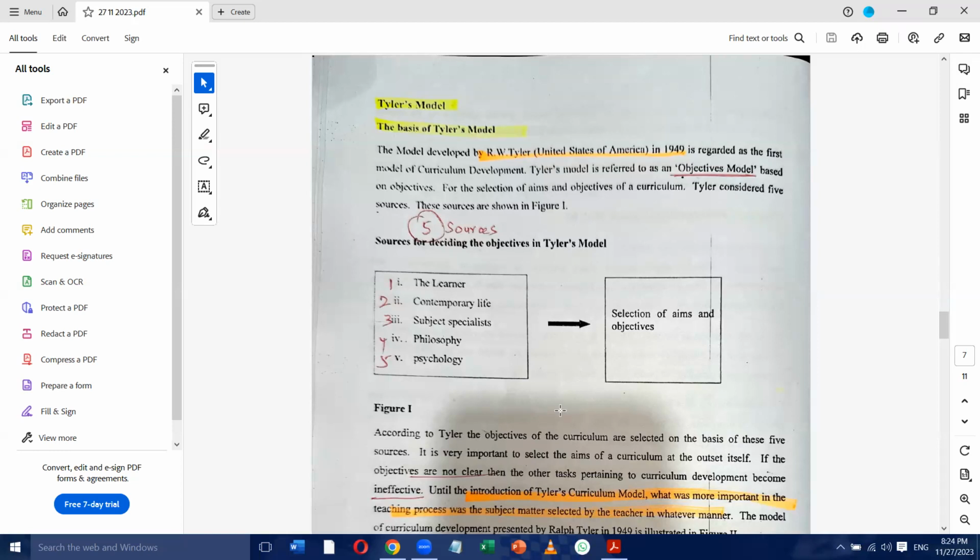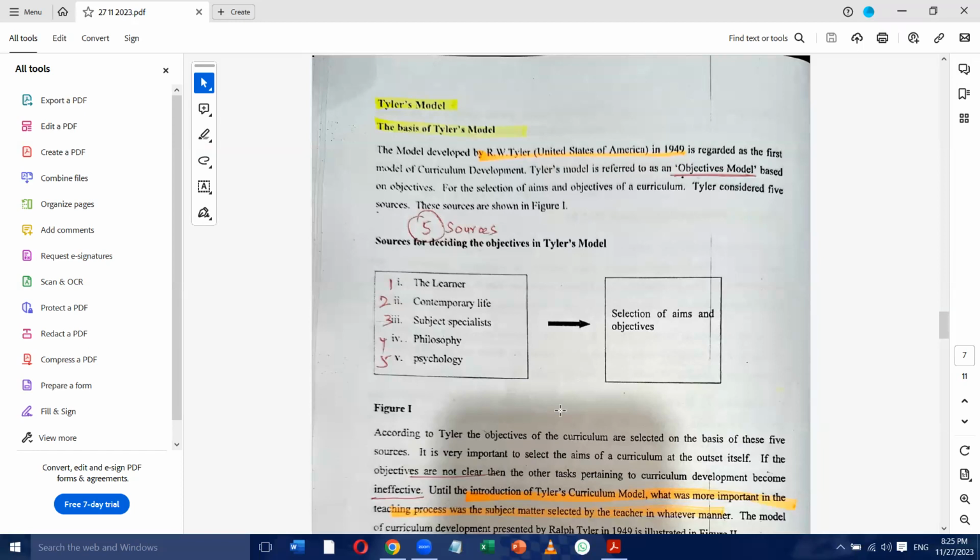Then the contemporary life that is connected to the learner, you know that. The contemporary life should be taken into consideration, right? Even though we are going back 40 or 50 years ago, the contemporary life should be taken into consideration. Then the subject specialists, right? Then philosophy and psychology. Those are the needs, very important ones. Then from these things, the aims and the objectives will be selected, right?